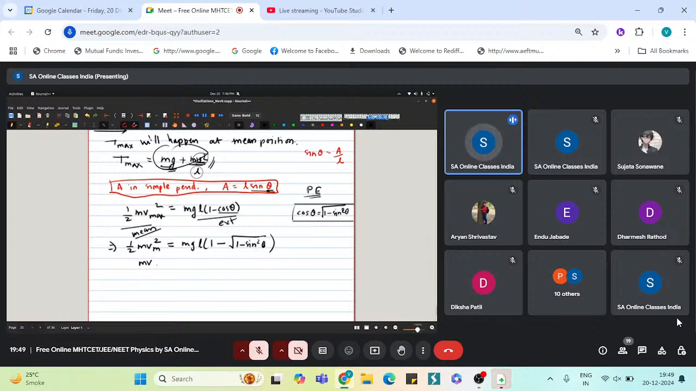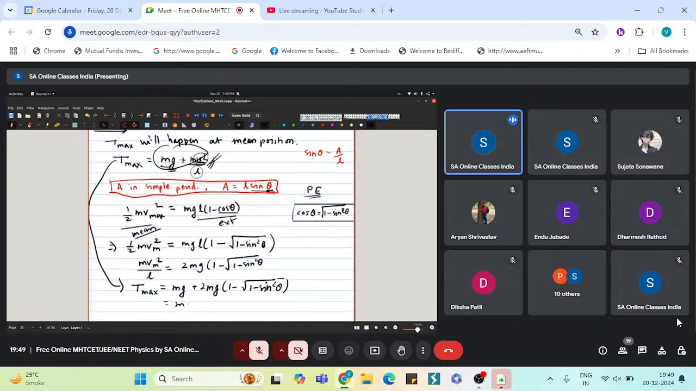So mv square by L is just going to be, this 2 will go on the other side, 2 mg, and this L will just get cancelled, so L won't be there, into 1 minus root of 1 minus sine square theta. This is now the value of mv square upon L that we can directly substitute here. So we'll say the maximum value of tension is just going to be mg plus 2 mg into 1 minus root of 1 minus sine square theta.